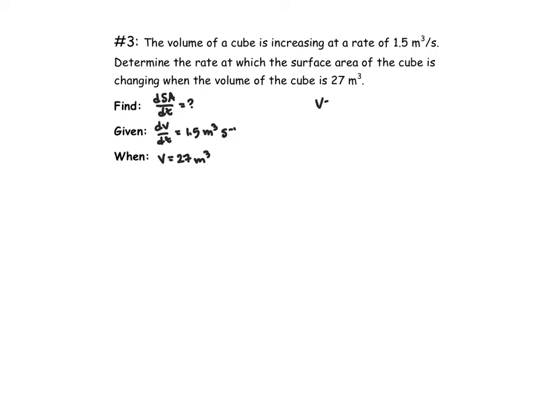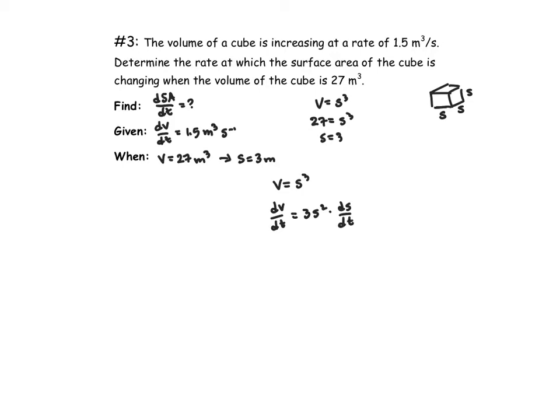Now the volume of a cube is side cubed, right? If I draw myself a cube, side times side times side gives me the volume. So if the volume is 27, then the side length must be 3. Okay, so I'm going to use that to give me some information. Volume again, let's work with that. dV/dt is equal to 3s squared times ds/dt.